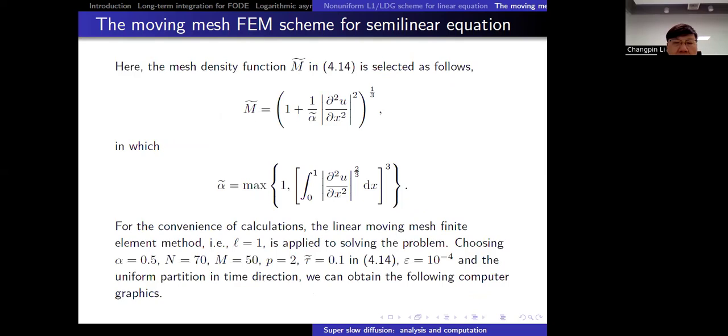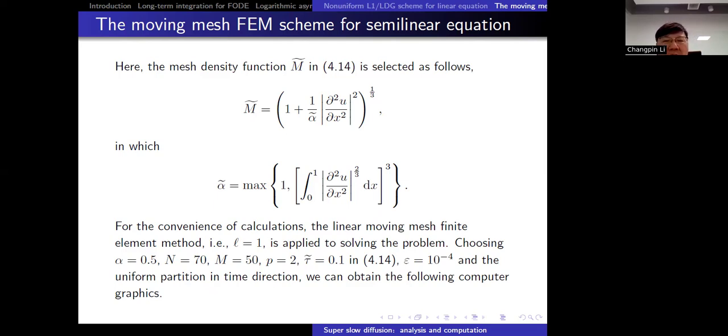Here, for convenience, the calculation uses the linear moving mass finite element, linear element. So L equals 1. This is the time fractional derivative order. This is the partition in time, this is the partition in space, and p is the power of u, and this is the parameter tilde tau. Epsilon is a parameter in the source term, or the first term f of x and t.